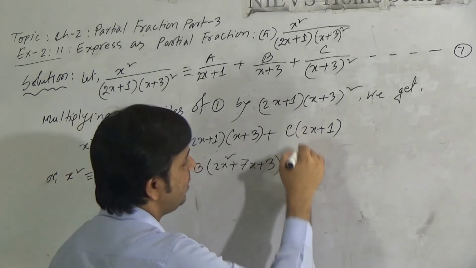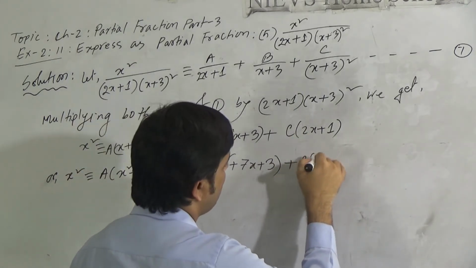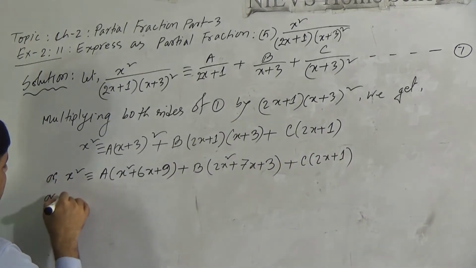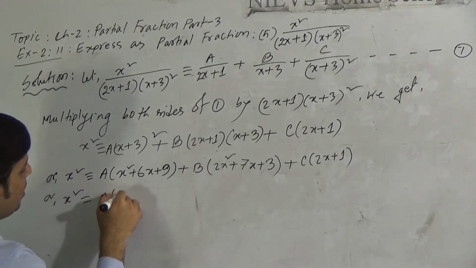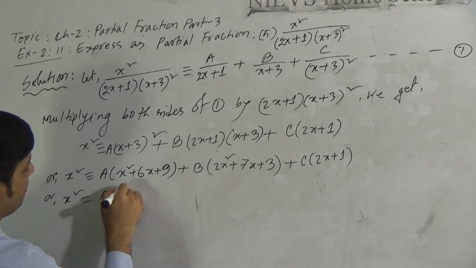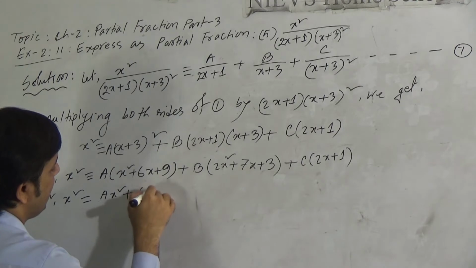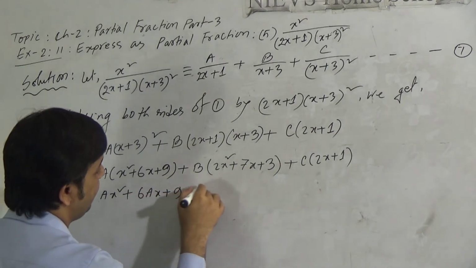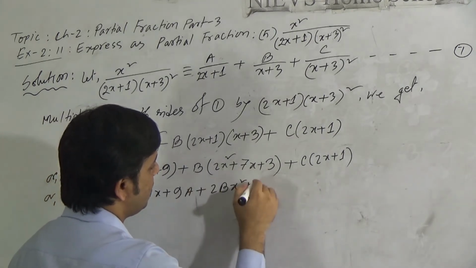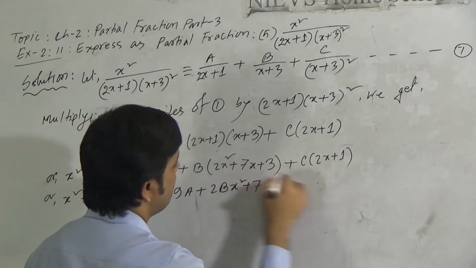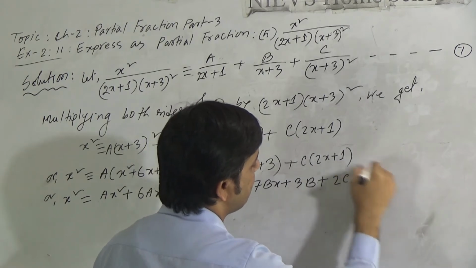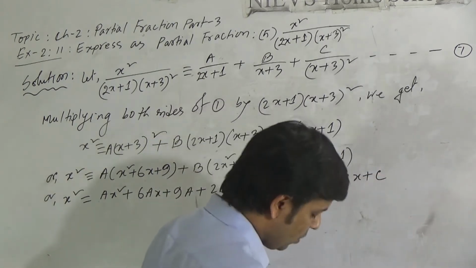So we will get here c into 2x plus 1. Now we can multiply by a, b, c. We can write here x square is equal to a into (x plus 3) square, that is ax square plus 6ax plus 9a, plus we can multiply by b. So this will be 2bx square plus 7bx plus 3b, plus 2cx plus c. So we can write this.